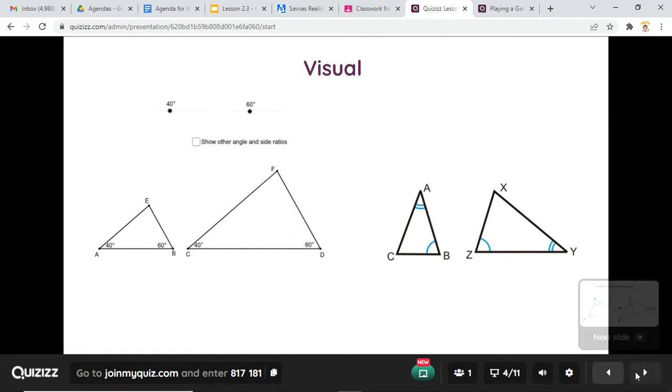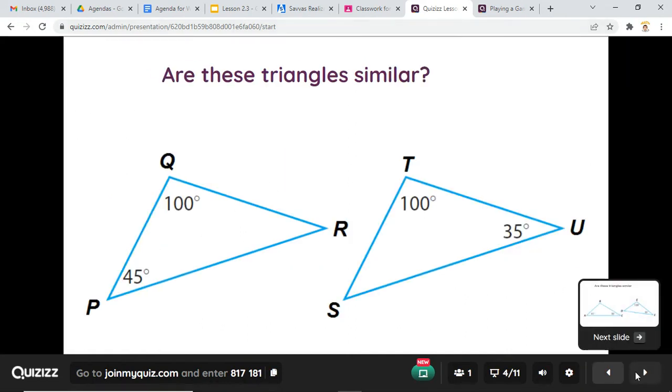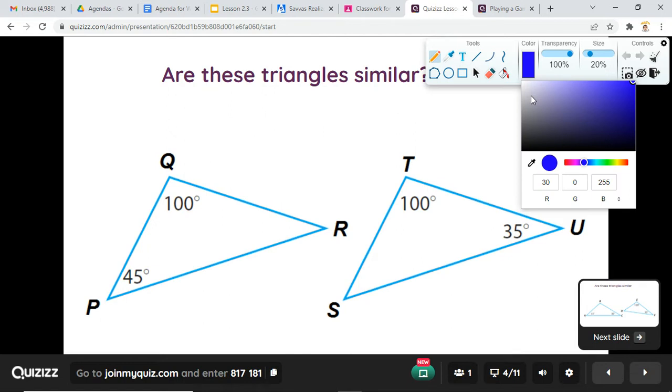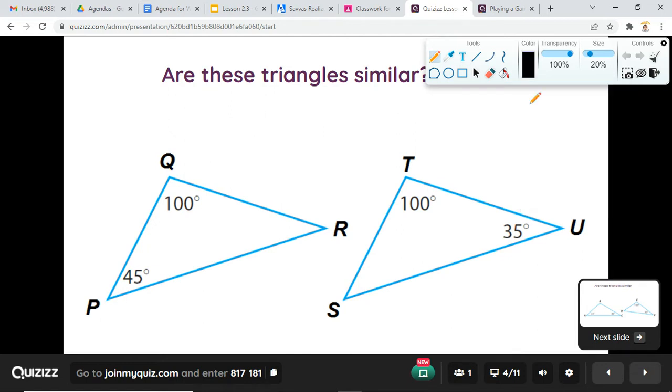Alrighty, let's go on to our next slide here. Are these triangles similar? We have triangle PQR and triangle STU. What we're going to have to do is find the third measurement of one of these triangles. Notice how we know two of the degree measurements, but we do not know the third. But we can find the third. Let's call this measurement R right here.